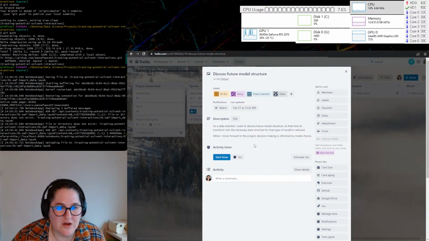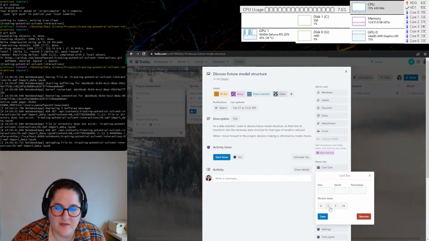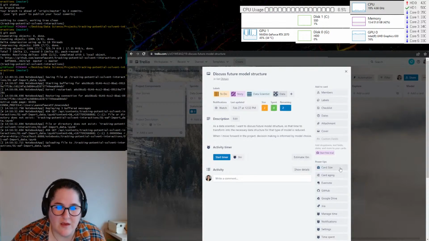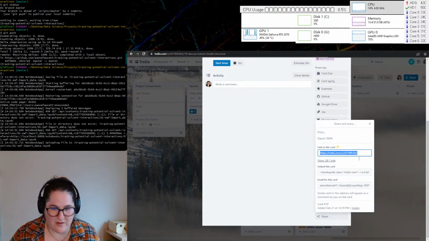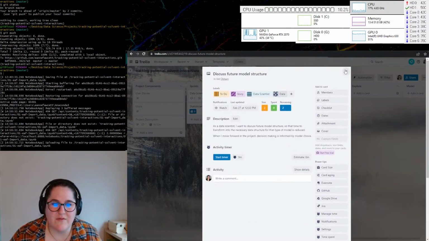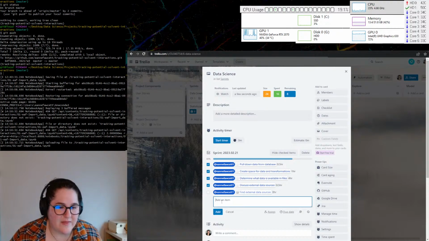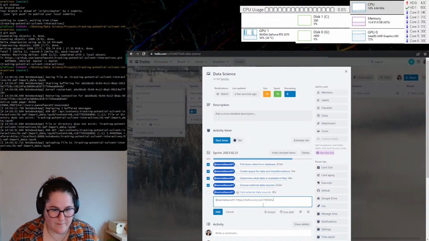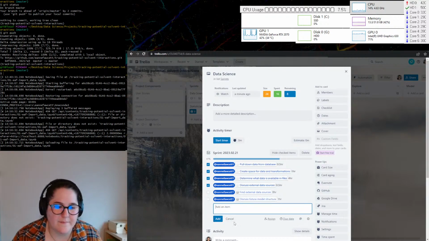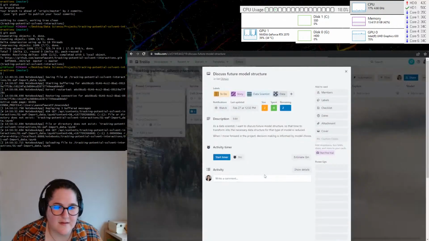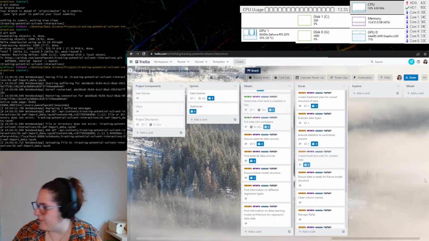Discuss future model structure. This is something that's pretty simple to do. I'm going to put a card size of 2 on it. Oh, share, copy link to card. Oh, that is so much better. I knew it was just hiding from me. It was right there in front of my face. This is going to take maybe an hour. So I think I say discuss it, right? Yeah, so I'm going to look at a couple of different things.